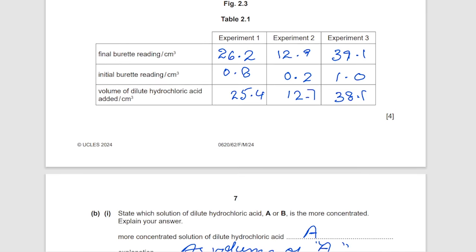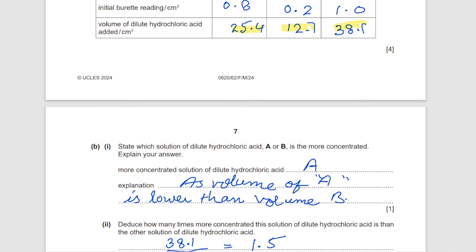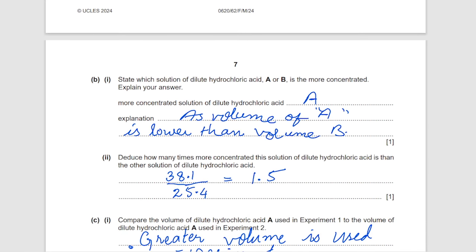So we will subtract these values to get the volume used. This one is the hydrochloric acid. Here is a big difference between experiment 3 and experiment 1. So there are some reasons why their readings are so much different.